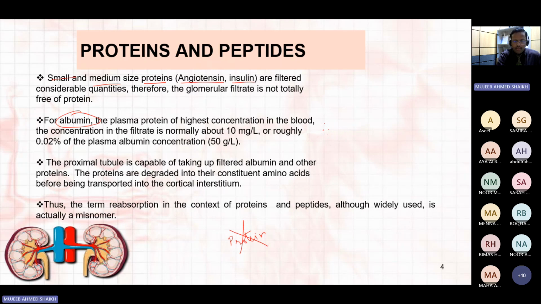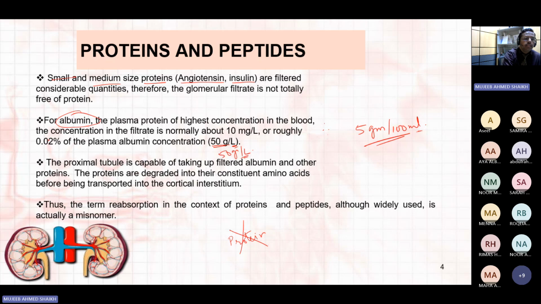Normal albumin level. The total plasma protein is 7.5. Out of that, around 5 grams per 100 ml is the normal albumin. Here it is written in liters, not in ml, so it is 50 grams per liter. It is one and the same thing: 5 grams per 100 ml or 50 grams per liter.